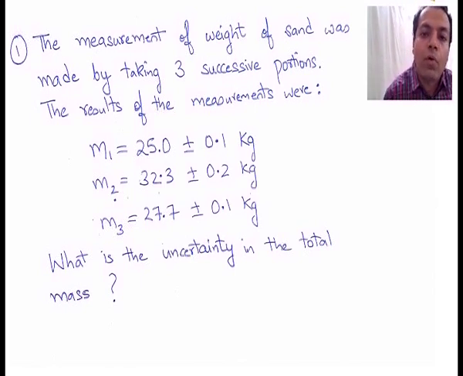The measurement of weight of sand was made by taking 3 successive portions. The results of these measurements were M1 is 25.0 plus minus 0.1 kg, M2 is 32.3 plus minus 0.2 kg, and M3 is 27.7 plus minus 0.1 kg. The question says, what is the uncertainty in the total mass? So here is a problem where we are doing 3 successive measurements, probably because we don't have a weighing balance which can measure the total mass. So I take the measurement in 3 goes, and in each go there is a certain uncertainty.